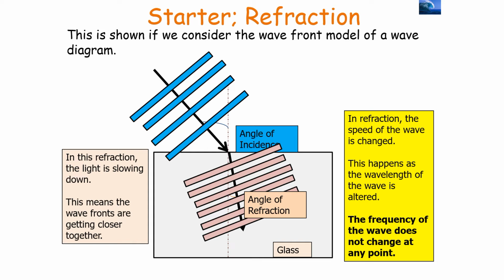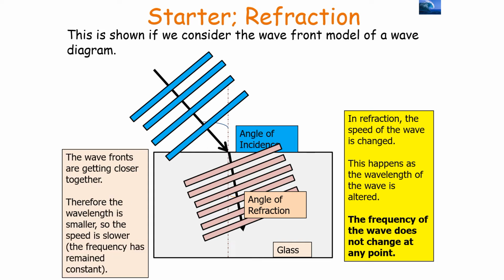This means the wavefronts are getting closer together. We know this because if the wave speed is getting slower, the wavelength must be getting smaller because the frequency is constant, so the wavefronts must be closer together.